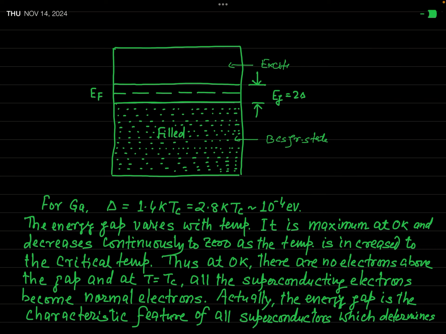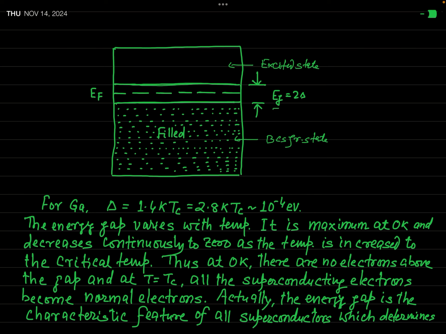You can see from this figure that the ground state and the next excited state are separated by an energy gap given by Eg, which is equal to 2 times delta, where delta is called the energy gap parameter. In fact, the Fermi level EF, which I have marked here by this dotted line, lies just in the middle of this energy gap.